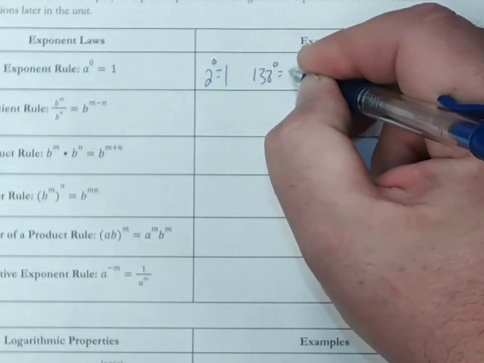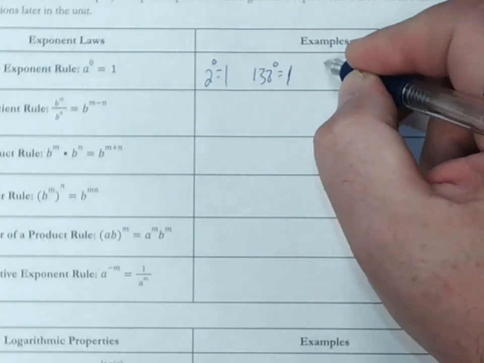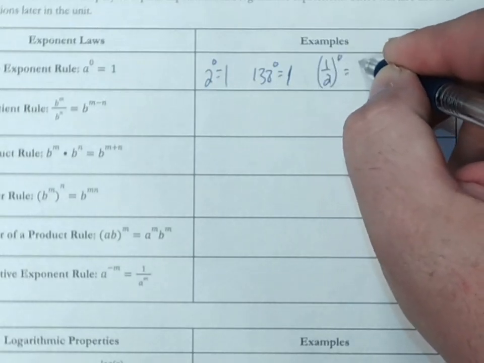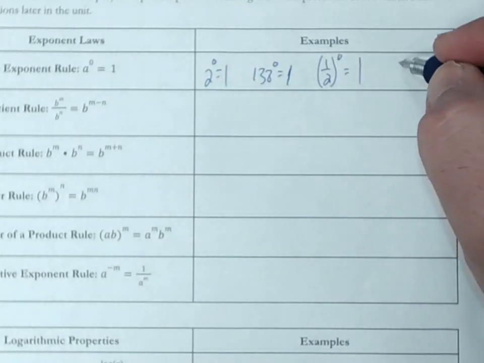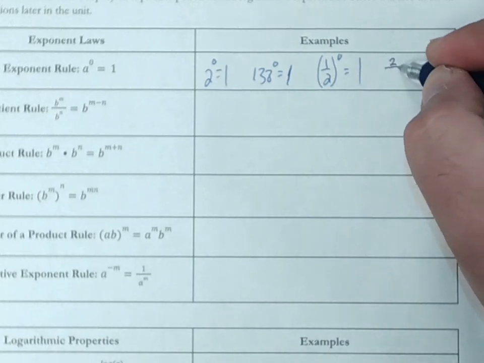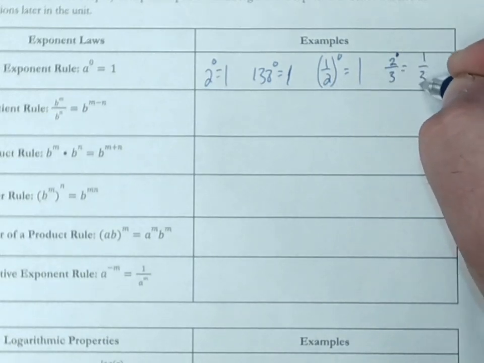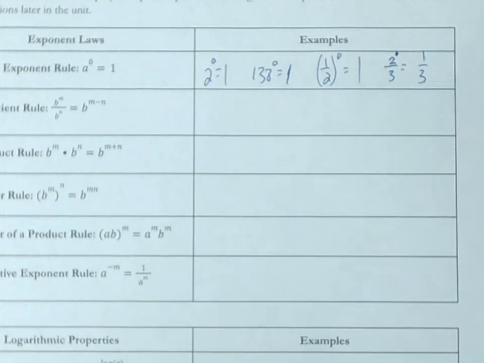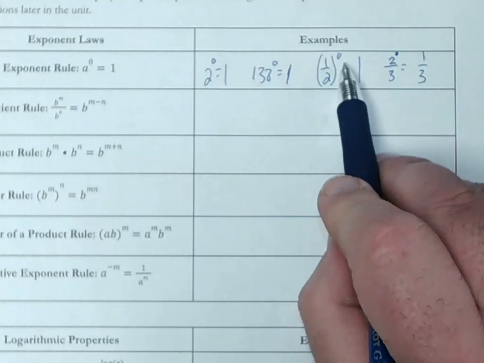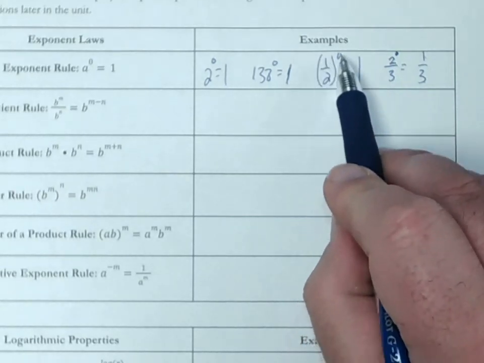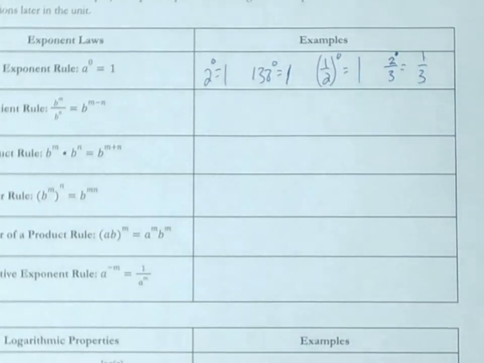138 to the 0 power, that's 1. 1/2 to the 0 power, that's 1. 2 to the 0 power over 3, that's going to be 1/3, because only the top gets changed to a 1, so be careful. But still, 2 to the 0 is 1. In this case, the 0 only applies to the numerator. In this case, see how I put the parentheses? That means that the 0 applies to the whole thing. Thought you'd want to see that.